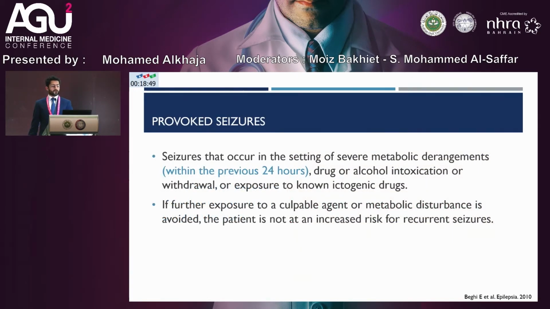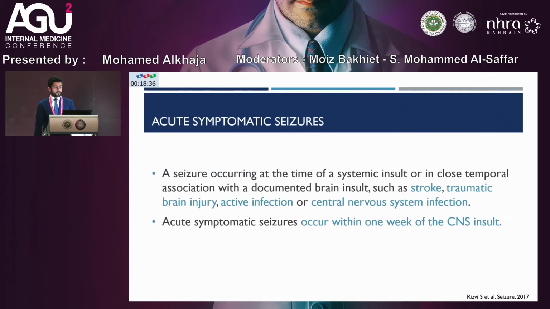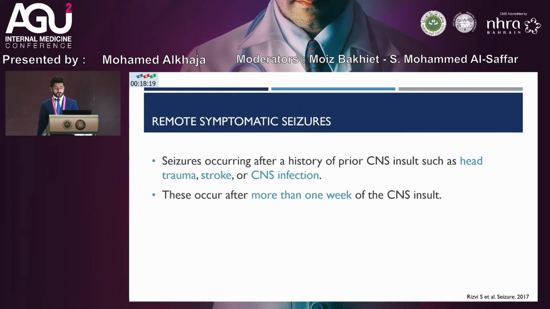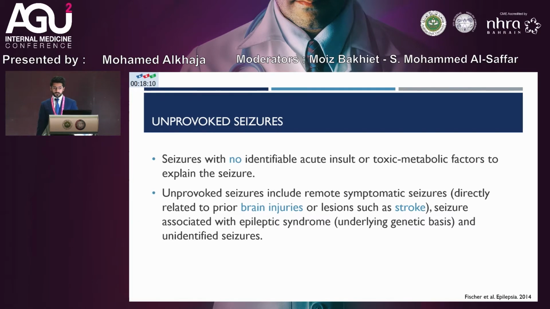Provoked seizures are those that occur within 24 hours of an insult like drug or alcohol intoxication or withdrawal, or exposure to ectogenic drugs, or a severe metabolic derangement. And acute symptomatic seizures are those that occur within less than 1 week of a CNS insult like a stroke, like a traumatic brain injury, and an infection of the central nervous system. Remote symptomatic seizures, on the other hand, are those that occur more than 1 week after a CNS insult. And unprovoked seizures are those with no identifiable acute insult or toxic metabolic factors to explain why the seizure occurred.